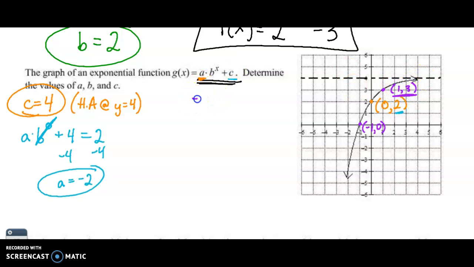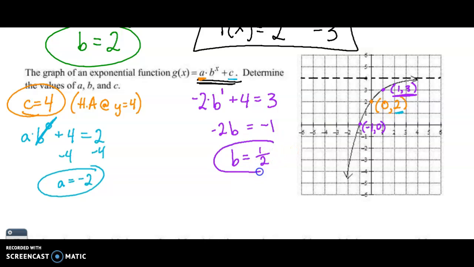So now that I know A is -2, plugging 1 in for x, C is 4, I need to get a y value of 3. So as I subtract 4 over, I get -1 is equal to -2 times B. B to the first power is just B. So if I divide by -2, I get the base is 1/2. So let's write the equation being g of x this time instead of f, is -2 times 1/2 to the x power plus 4.